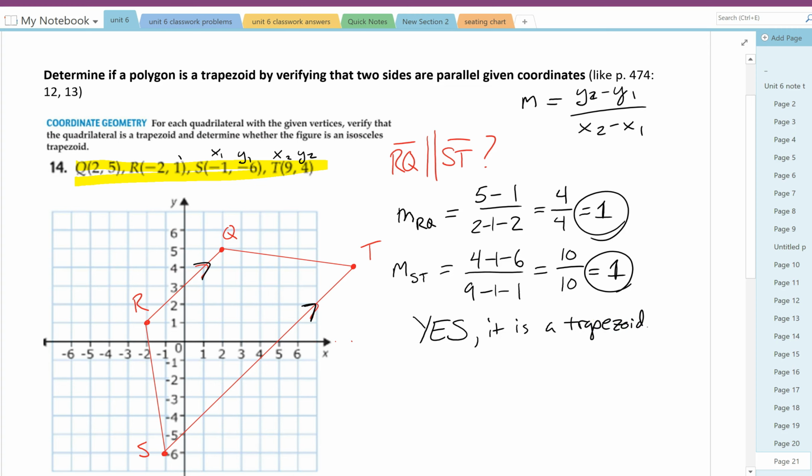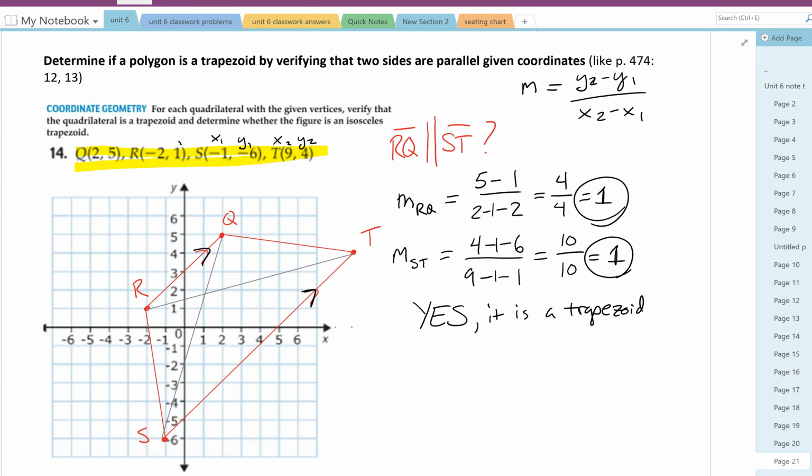Now I want to figure out whether it's an isosceles trapezoid or not. So I can't really measure angles to tell if my base angles are congruent or not. But what I can do is look and see if the diagonals are congruent. Right? So if you go back to when I first introduced an isosceles trapezoid, one thing I know is that the diagonals in an isosceles trapezoid, so in this case that would be SQ and RT, those two would have to be the same length.